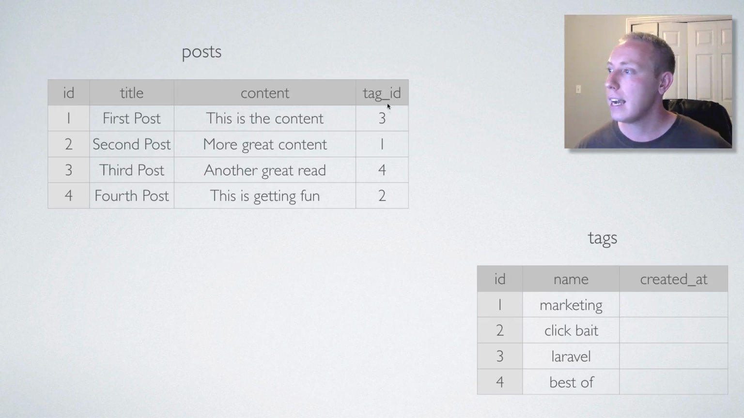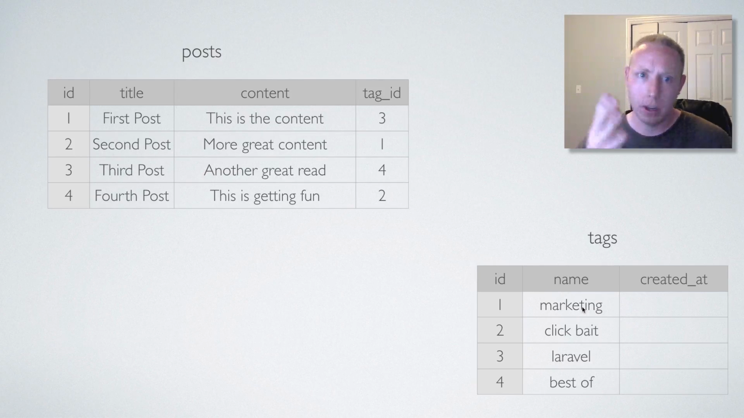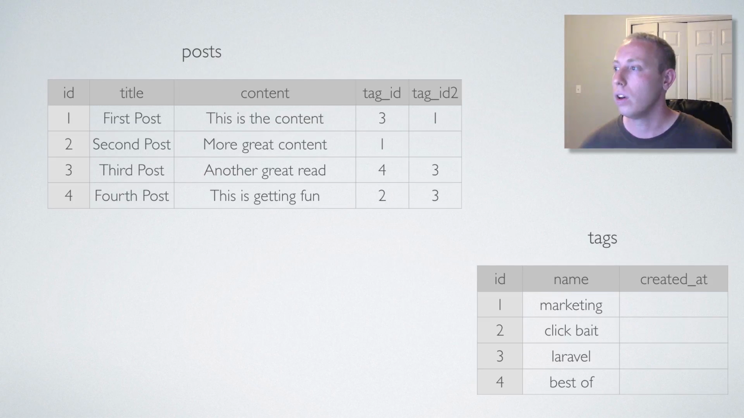Okay, so we've got our tag ID here for number 3. Obviously, it links to the Laravel tag. And then post number 2 has a tag ID of 1, which links to marketing. We kind of discussed that earlier. And so I thought, well, let's just make a second column. We'll call it tag ID 2, right?